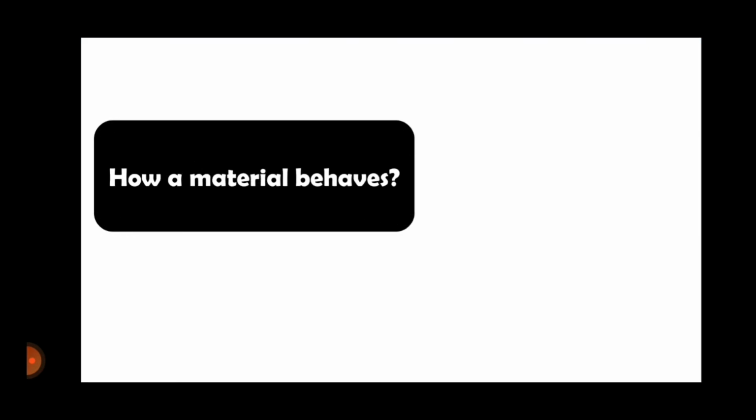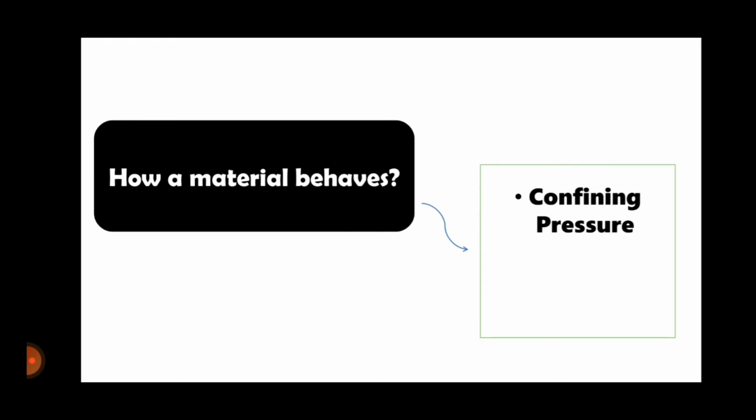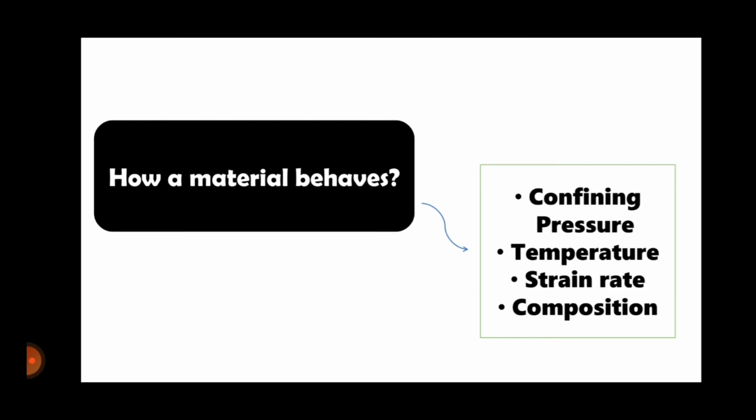How a material behaves depends on several factors, and these are: first, temperature; next, confining pressure; next, strain rate; and composition. Temperature. At high temperature, molecules and their bonds can stretch and move. Thus, material will behave in a more ductile manner. At low temperature, materials are brittle.